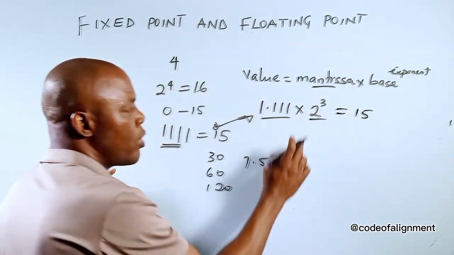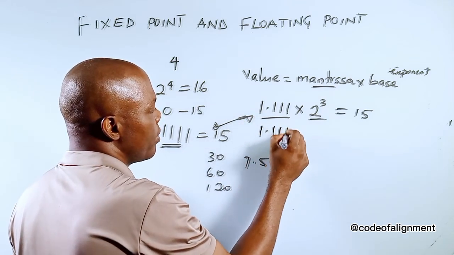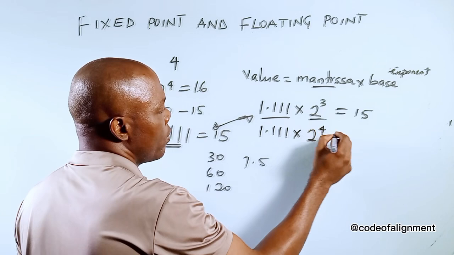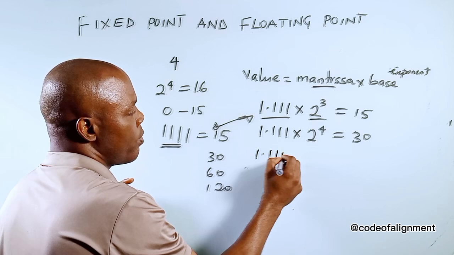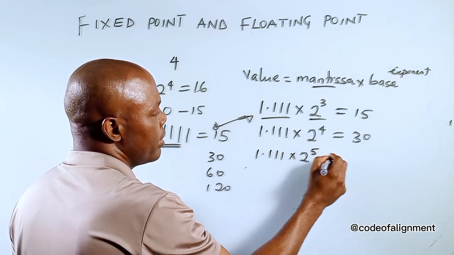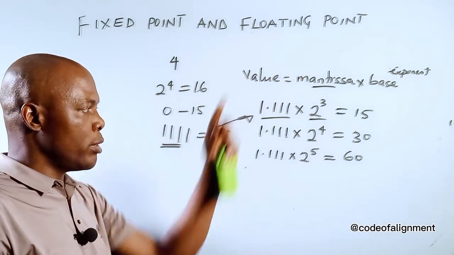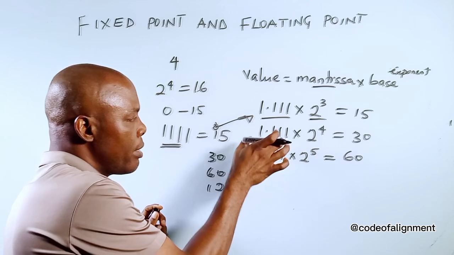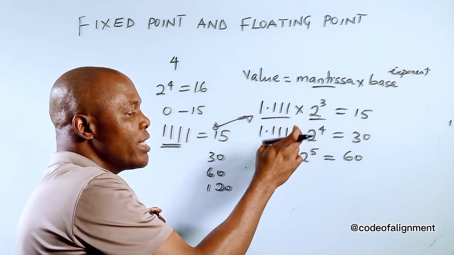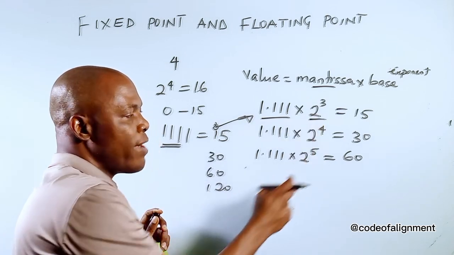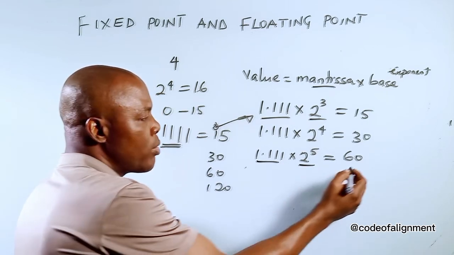So this equals 15. What if I want to represent 30? This will be 1.111 times 2 raised to the power 4, which gives me 30. If I do 1.111 times 2 raised to the power 5, this will give me 60. That is the meaning of floating point. So I have this mantissa representing my 4 bits, but I'm changing the value by changing the scaling factor. So this is my input into a process that will give me an output.